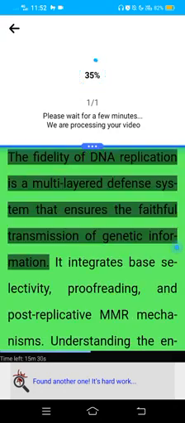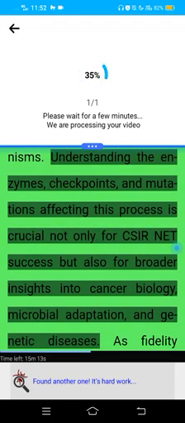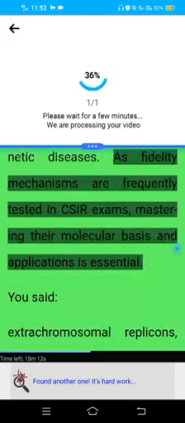Final insights. The fidelity of DNA replication is a multi-layered defense system that ensures the faithful transmission of genetic information. It integrates base selectivity, proofreading, and post-replicative MMR mechanisms. Understanding the enzymes, checkpoints, and mutations affecting this process is crucial not only for CSIR NET success but also for broader insights into cancer biology, microbial adaptation, and genetic diseases. As fidelity mechanisms are frequently tested in CSIR exams, mastering their molecular bases and applications is essential.